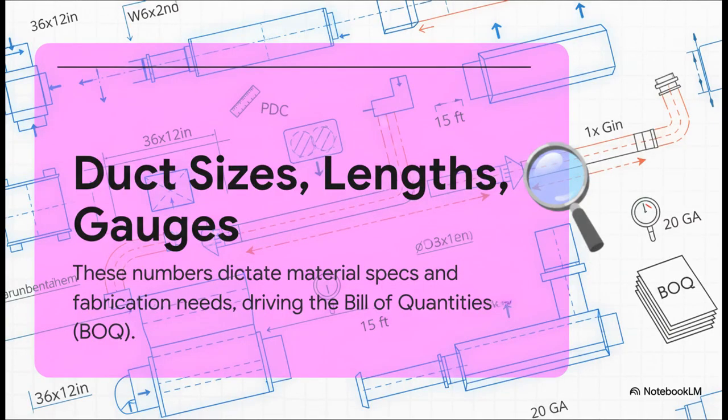And let's be clear, these specs are absolutely non-negotiable. If you get the duct sizes, the lengths, or the gauges wrong, well, you've just created a massive procurement headache, and worse, a potential performance failure down the line. This data isn't just a suggestion, it's the direct input for your bill of quantities, your BOQ, and it drives your entire fabrication and purchasing plan.